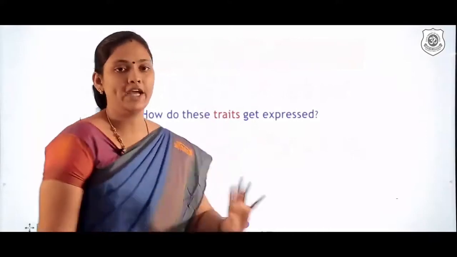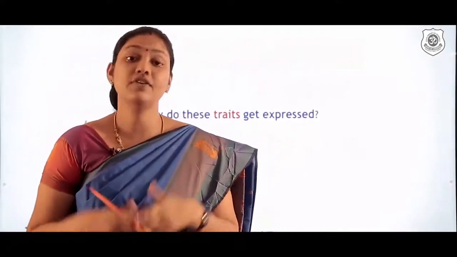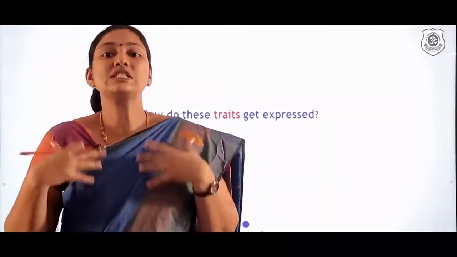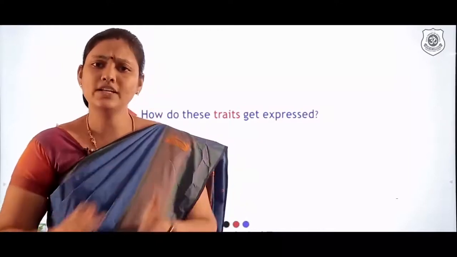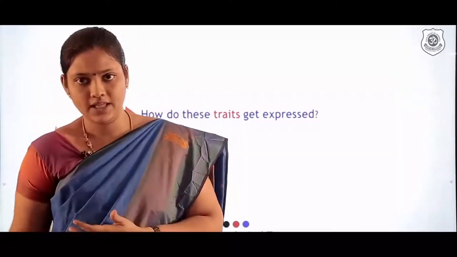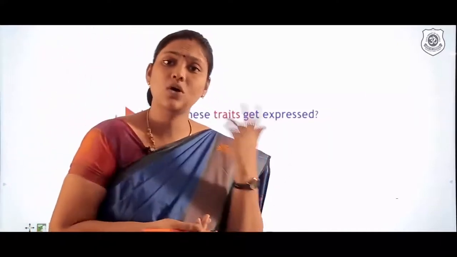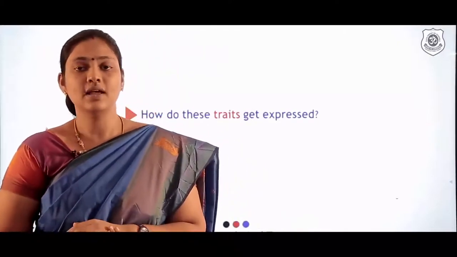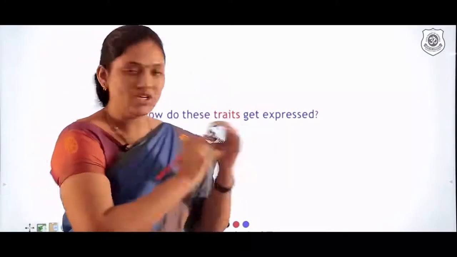How do these traits get expressed? If I'm saying I'm so sad today, if I'm saying I'm so happy today, how do you all come to know that? If I express it, isn't it? The same way, we all were talking about genes from the beginning. We were giving so many different terms for it. Sometimes as per Mendel we call them dominant, recessive, sometimes we call in general as factors, etc. But the thing is, how do we come to know these are the genes?